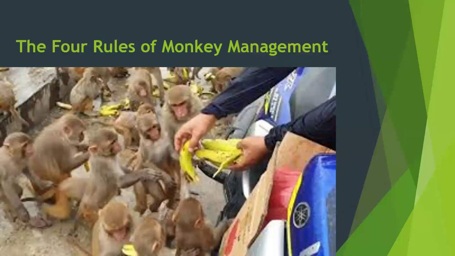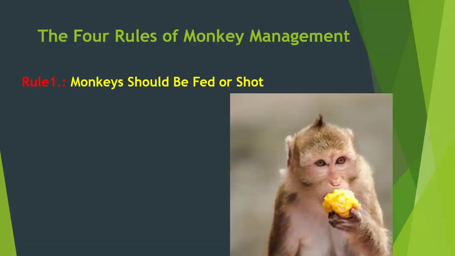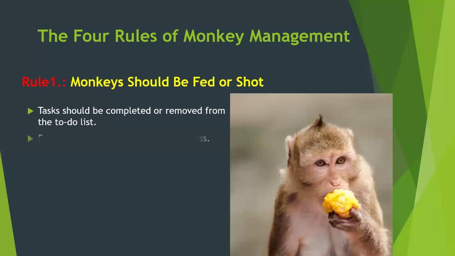Now, let's move to the four rules of monkey management. How are you going to manage the tasks in an organization? The rules that you follow to manage all these tasks in an organization. Now, rule number one states that monkeys should be fed or shot. Yes, in every organization, tasks should be completed or removed from the to-do list if they are not important.